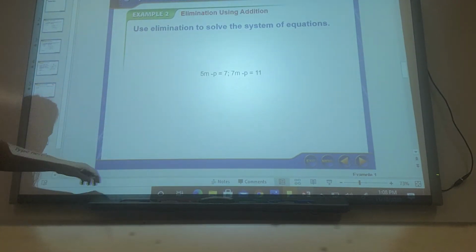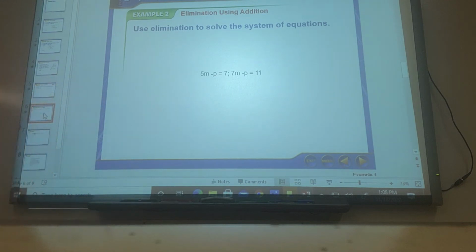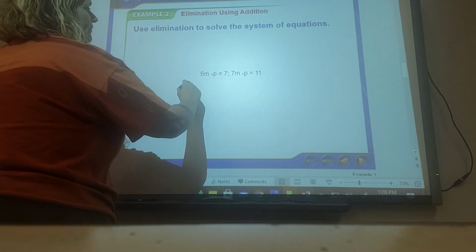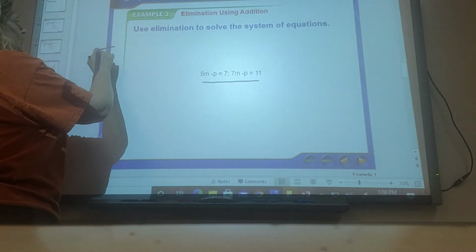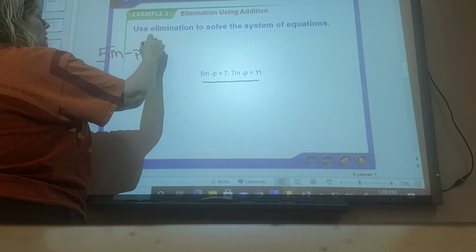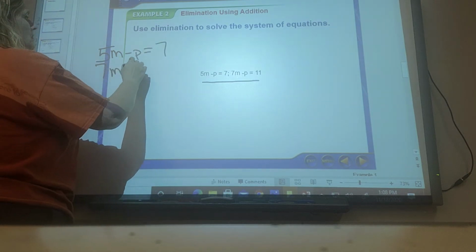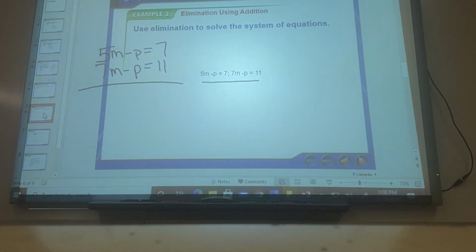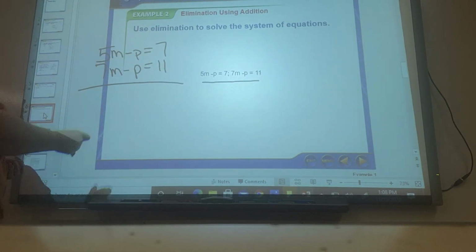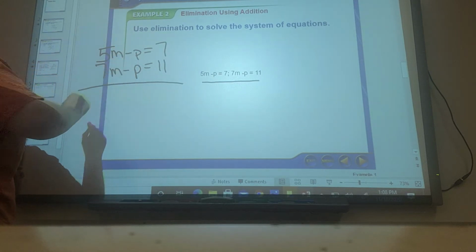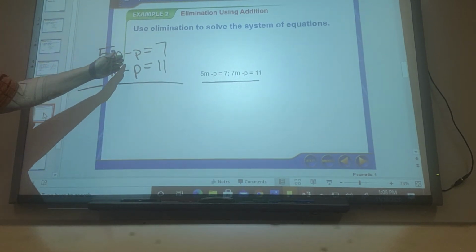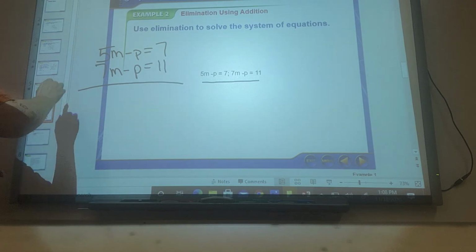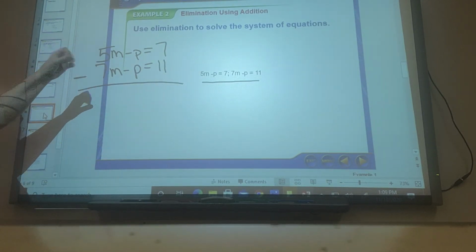And next we talked about elimination. Elimination to find the solution to systems of equations. So here we have two equations. I want to write them on top of each other. We're going to add or subtract them to get rid of one of the variables. So we look for a variable that has a coefficient with it that is the same. These both have -1 as the coefficient. If they have the same sign, in this case it's negative, then we subtract. If they have opposite signs, we add.